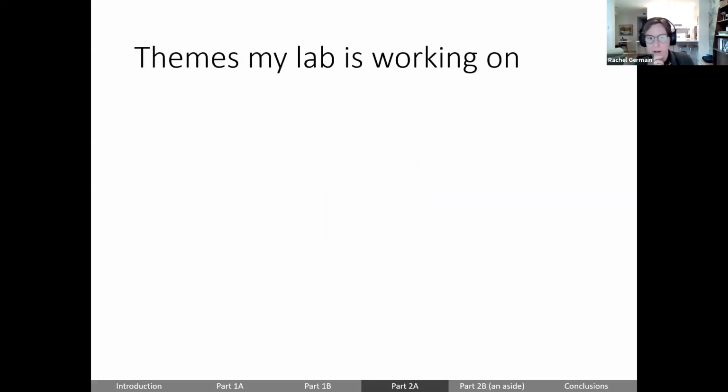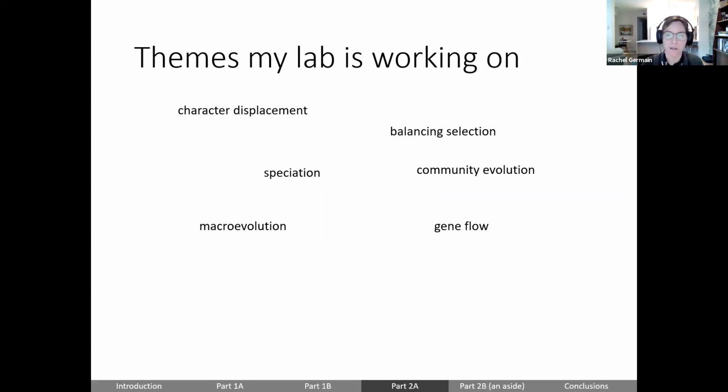And one thing I want to point out is my lab is working on a number of themes right now. And so I wanted to throw those out there on the evolutionary side. We're working on character displacement, speciation, macroevolution, gene flow, community evolution, balancing selection, all of these things.